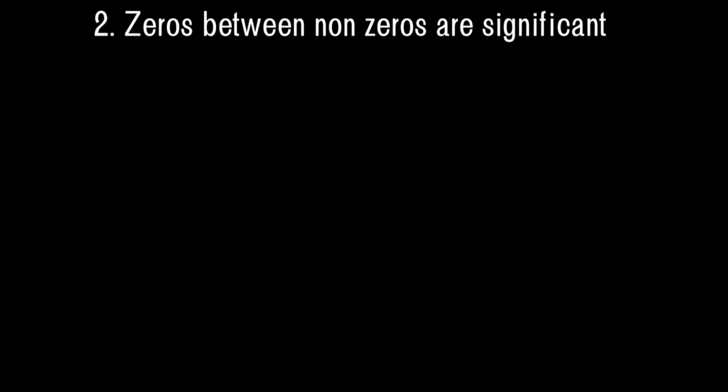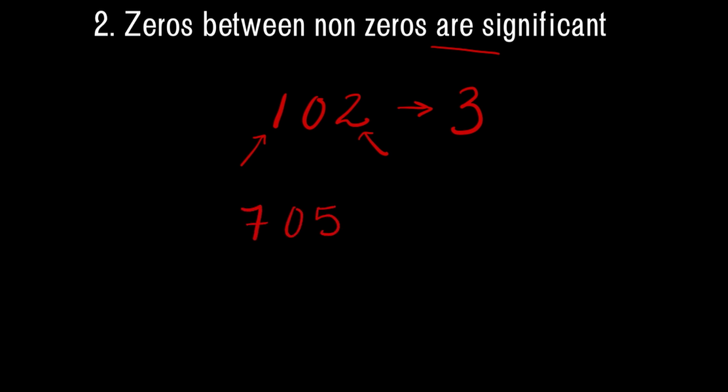Let's look at rule number 2. Zeros between non-zeros are significant. For example, 102. The 0 is between 2 non-zero digits, and so therefore we would have 3 significant figures. Let's say we have 7,056. The 0 is also between 2 non-zero digits. So therefore, we have 4 significant figures.